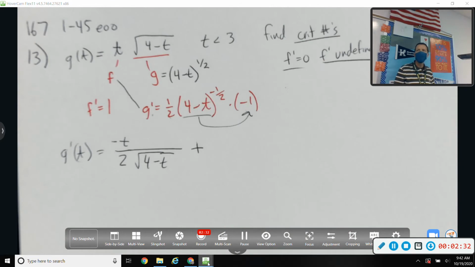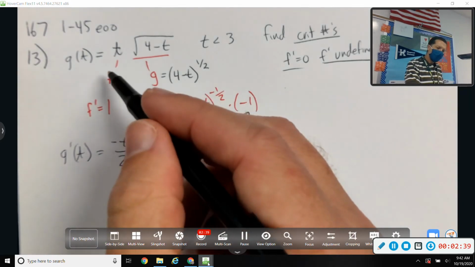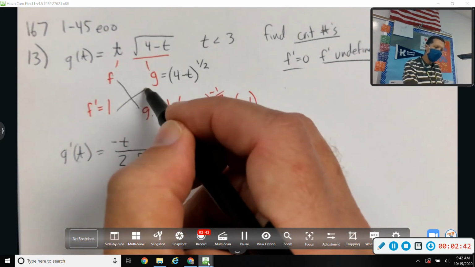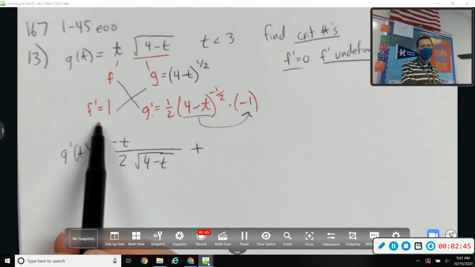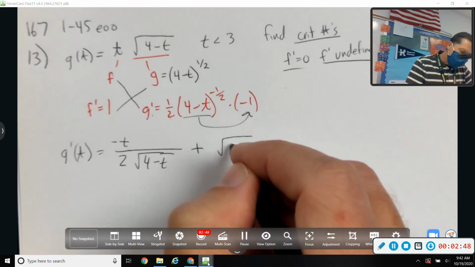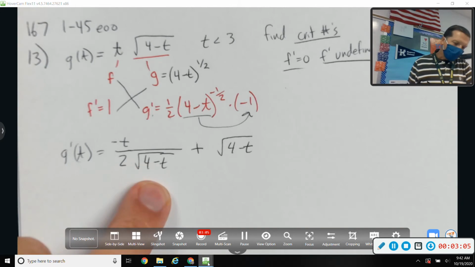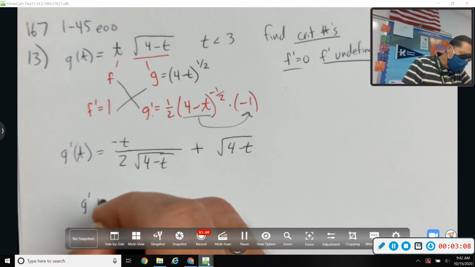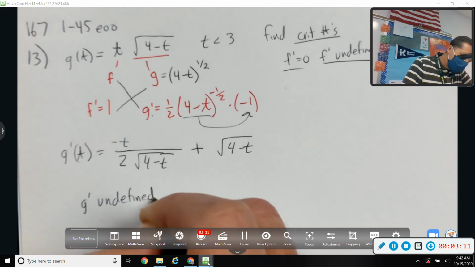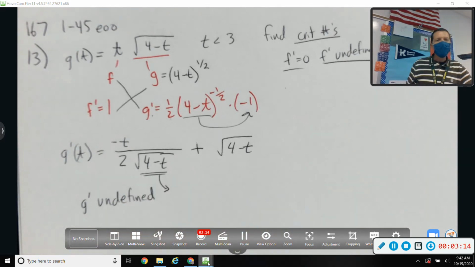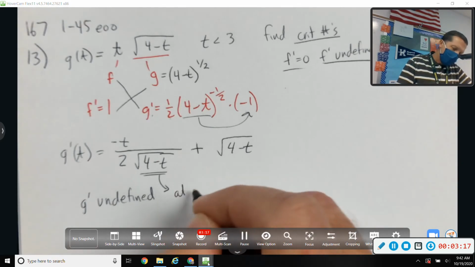And that was just the first one. The second piece, so that's f times g prime plus the other way around. Oh, this one's easier because f prime is just 1. So plus the square root of 4 minus t. How helpful is that? Not real helpful yet, although I've got a denominator, so I can go ahead and say that g prime is undefined, meaning I'm dividing by 0, at t equals 4.